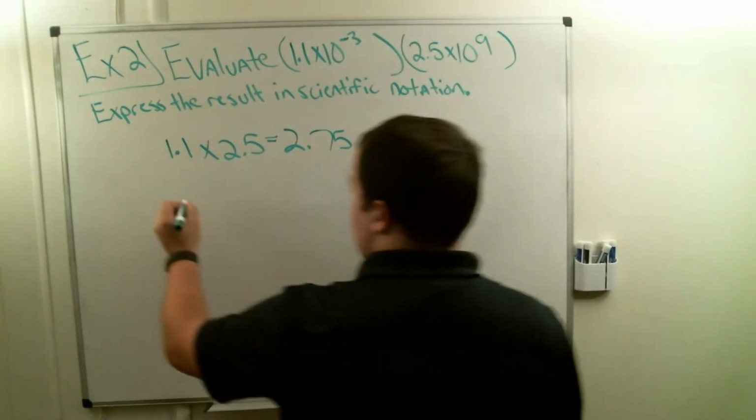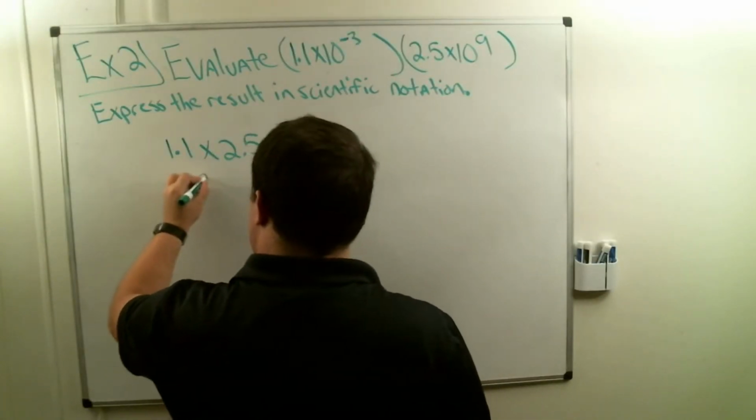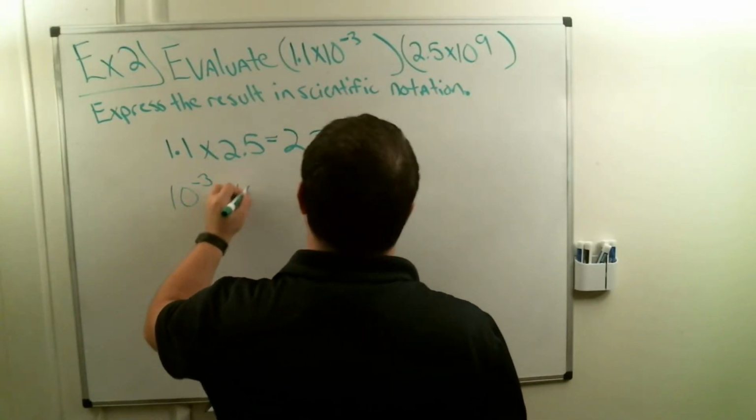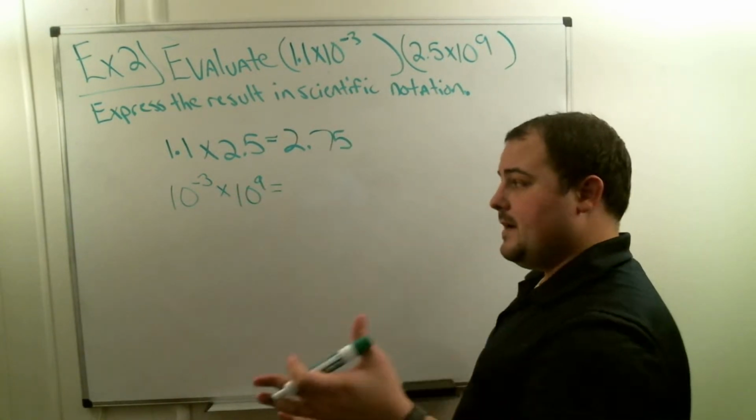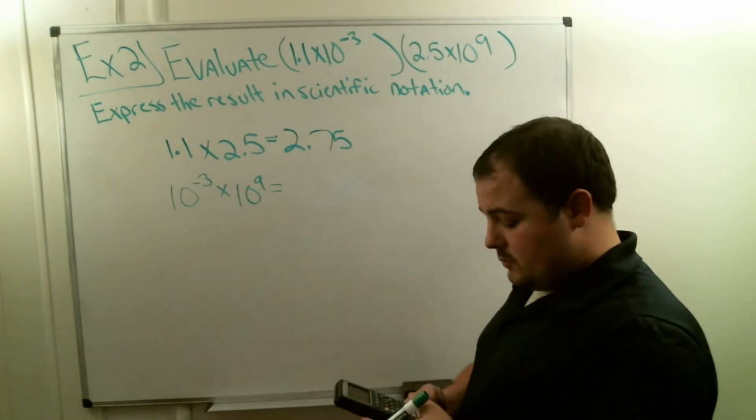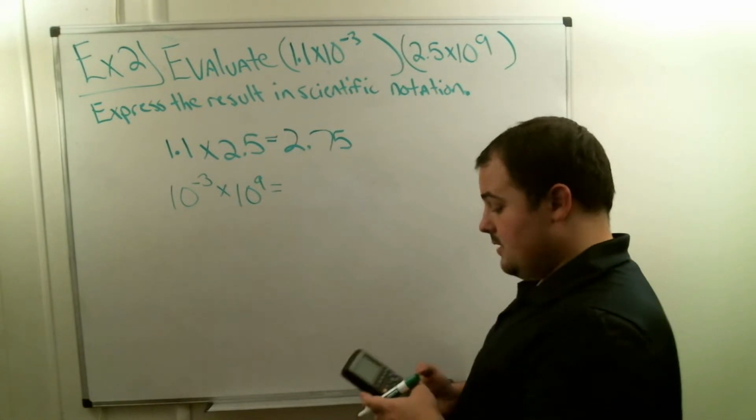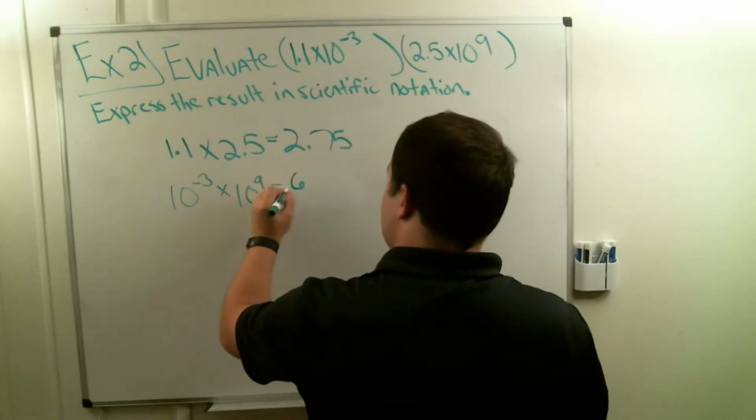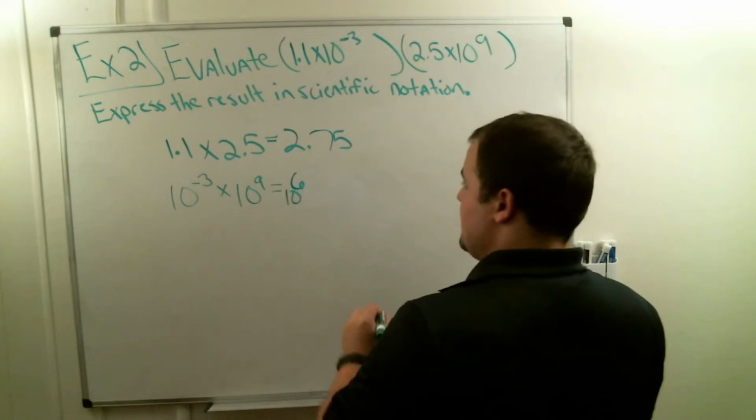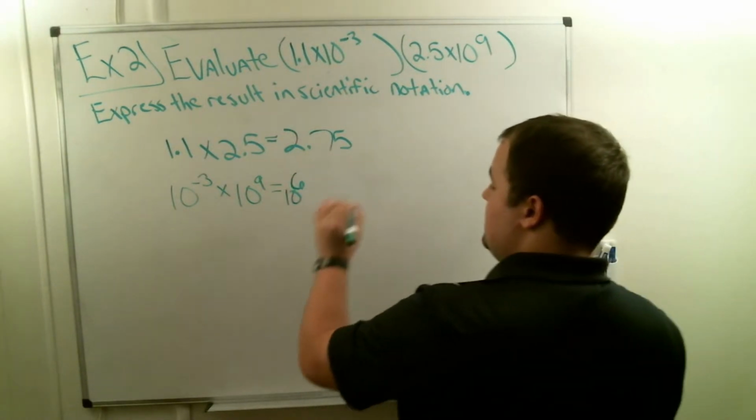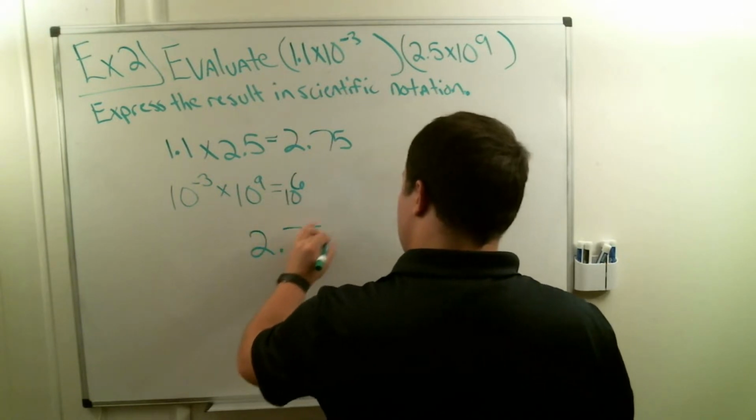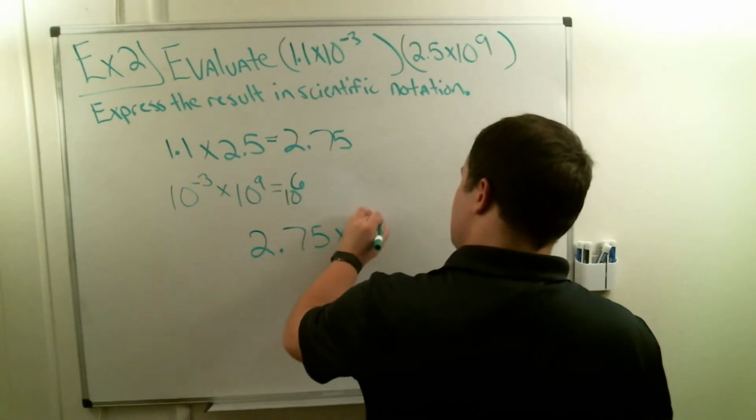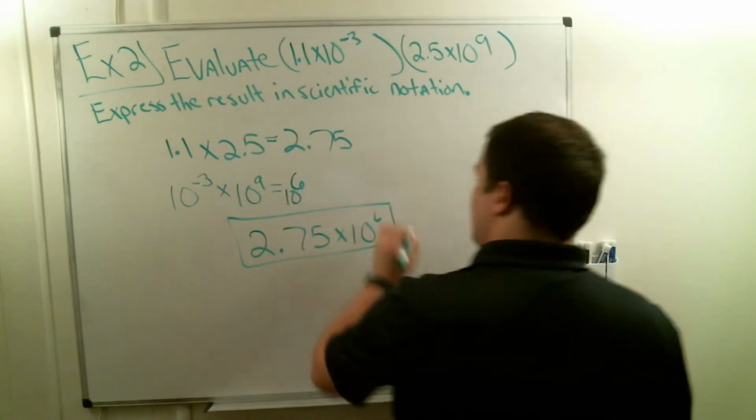Now we're going to do the exponents. 10 to the negative third power times 10 to the 9th power. Since we're multiplying two numbers with the same base, we add the exponents. So we have negative 3 plus 9, that equals 10 to the 6th power. So our answer, if we express it in scientific notation, is 2.75 times 10 to the 6th power.